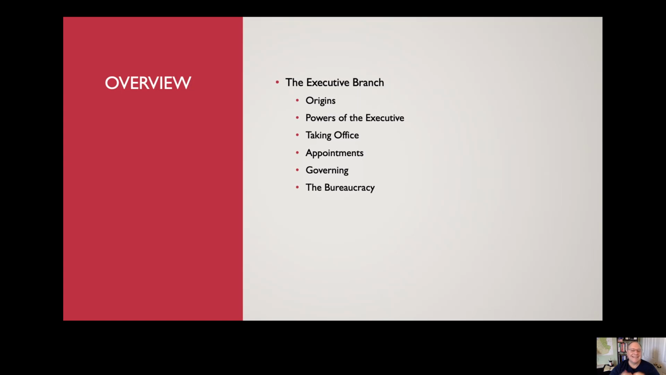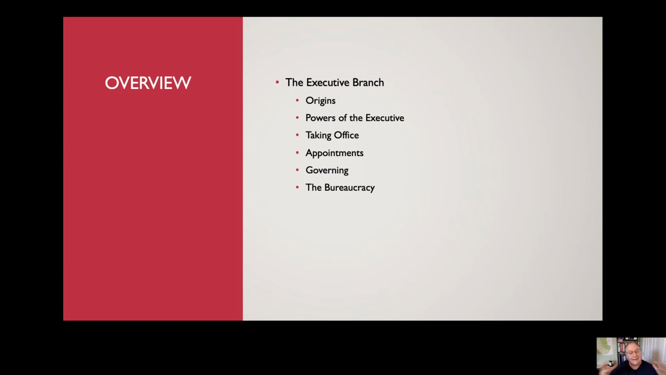Constitution that covers the executive branch, those powers that it gives, both the limited powers that the Constitution gives the presidency or the executive branch, and really the evolved powers that have become a part of the presidency. How a president takes office, we've just seen an inauguration and a somewhat peaceful transfer of power.